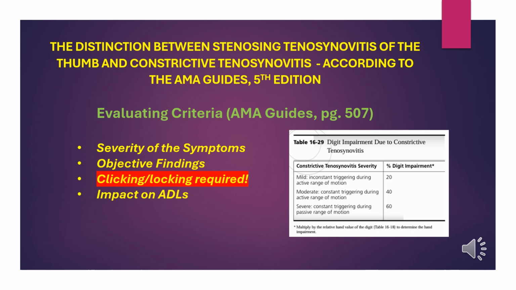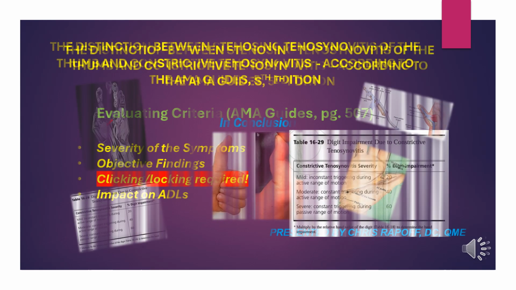The next level would be a moderate or 40% digit impairment that represents a constant triggering during active ranges of motion. And finally, we have this most severe level, which is severe at 60% digit impairment, which presents with constant triggering during passive range of motion, not even considering active range. So the guide specifically states that a triggering of a digit must be present to at least some degree in order for an injured worker to be eligible for permanent impairment due to constrictive tenosynovitis. And this is according to the strict application of the Guides.